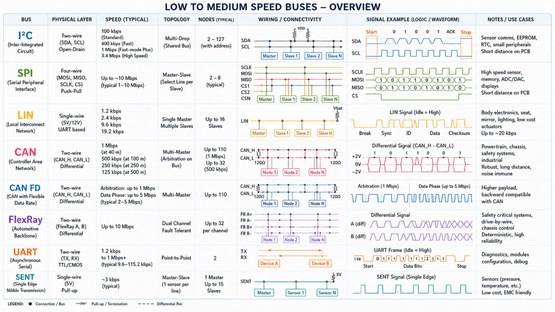Looking across all these buses, I2C prioritizes simplicity. SPI prioritizes speed. LIN prioritizes cost. CAN prioritizes robustness. FlexRay prioritizes deterministic safety. UART prioritizes universality. SENT prioritizes sensor efficiency. Each protocol exists because embedded systems require different trade-offs between bandwidth, reliability, complexity, latency, cost, and wiring overhead.